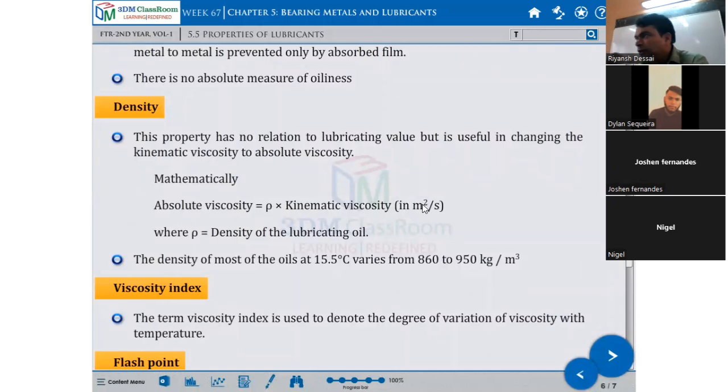Mathematically, you can calculate that absolute viscosity is equal to rho multiplied by kinematic viscosity in meter square per second. Where rho is the density of the lubricating oil. You multiply the density to the kinematic viscosity and you get the absolute viscosity. The density of most oils at 15.5 degrees centigrade varies from 860 to 950 kg per meter cube.